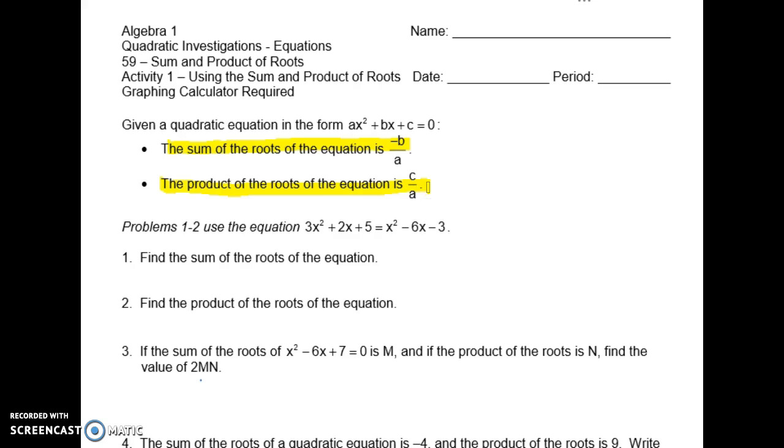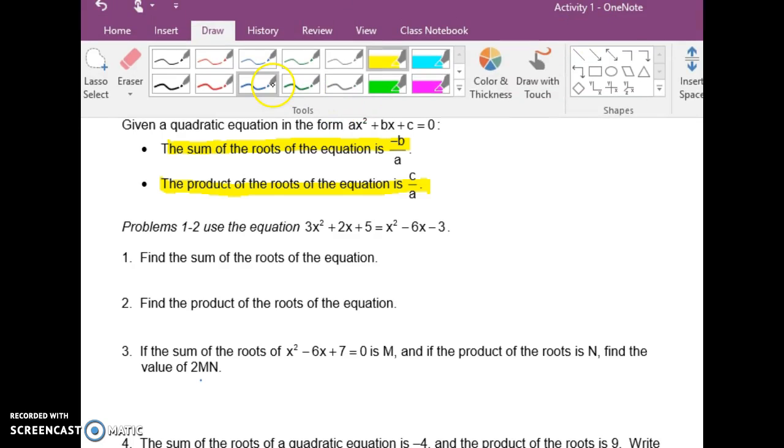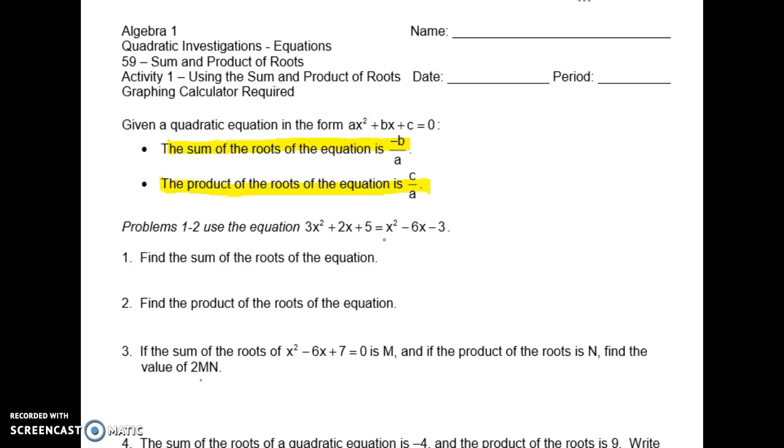In a question like number 1 and 2, we're going to find the sum and the product of this equation. What we need to do first is make sure that we have it in the form where everything's on one side, just like factoring, and just like the discriminant, and just like the quadratic formula. So we're going to bring x squared over. We're going to add 6x, and we're going to add 3.